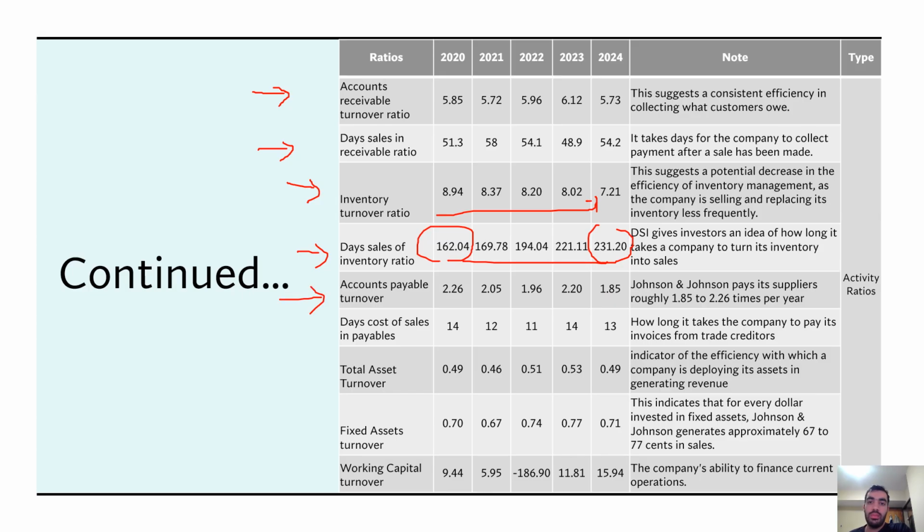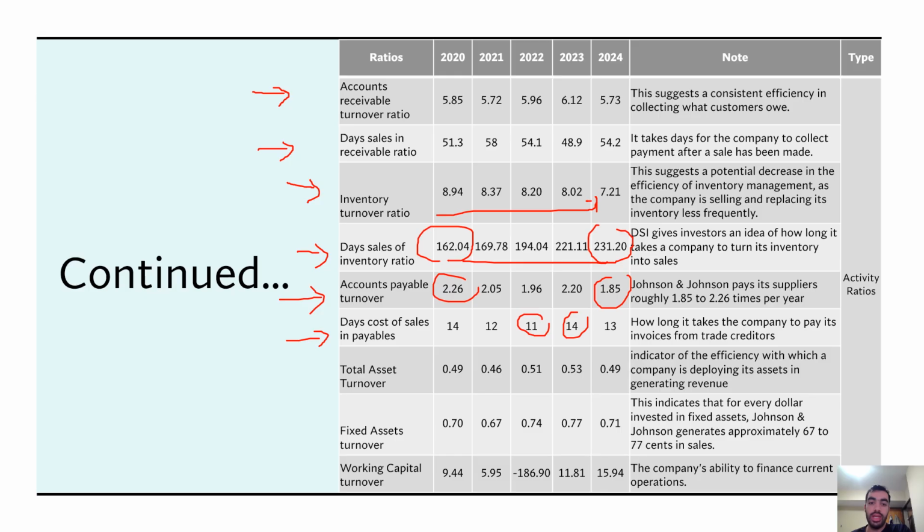So it fluctuates, but the average is around 1.85 to 2.26. It's hinting at slower supply payments. We look at the days cost of sales and payables. So that's the cycle. This is the short-term payment cycle between 11 and 14 days.